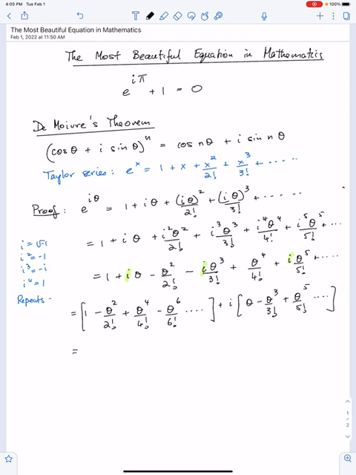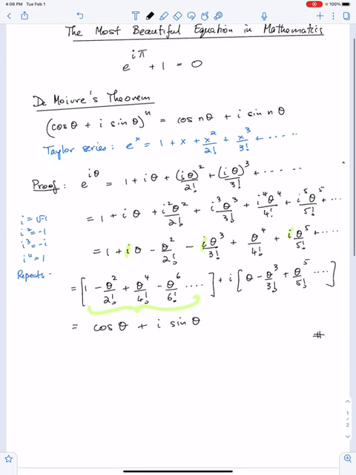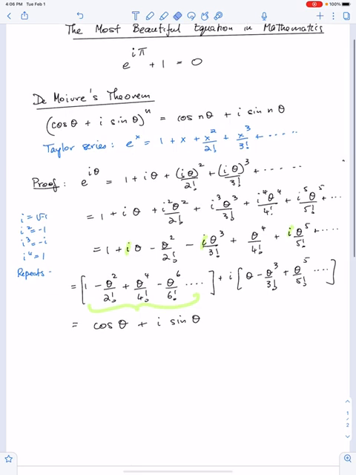Anyone recognize what this expression is over here? This one? That's just cosine theta, the Taylor series for cosine theta. And the other one there is sine theta. So you have to really know your Taylor series very well over here. Okay. Not done, almost done. So we have e to the i theta is cosine theta. So let's write that down.